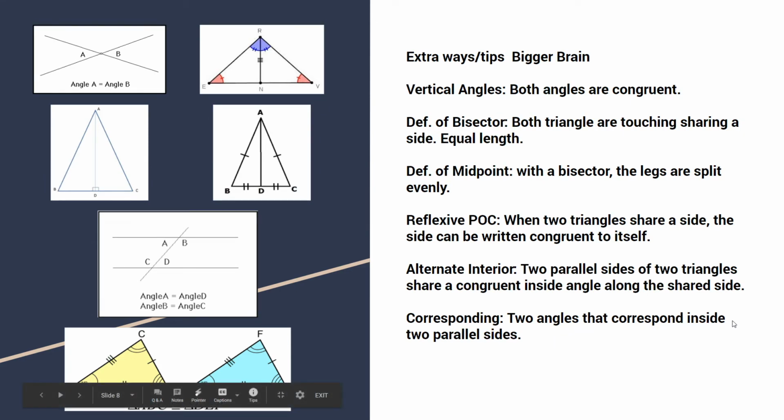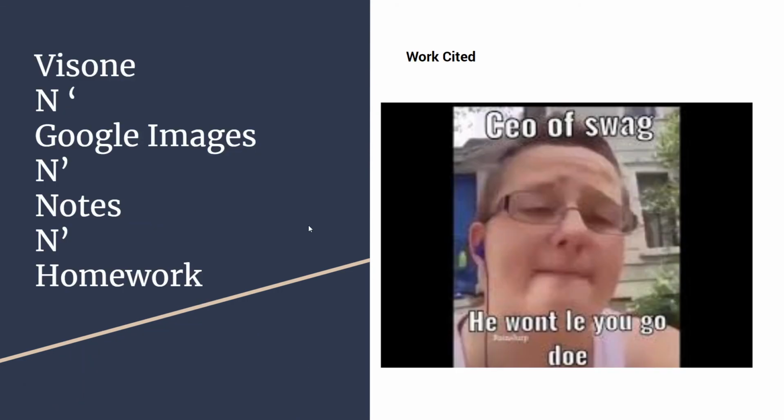Corresponding angles: two angles that correspond inside two parallel lines. It's basically the same as corresponding. Whenever you see parallel lines with two triangles touching or next to each other, there are always going to be congruent angles. But I think that's pretty much it.